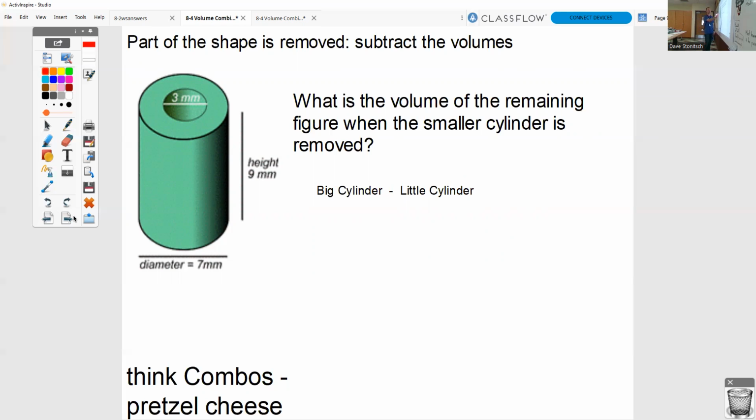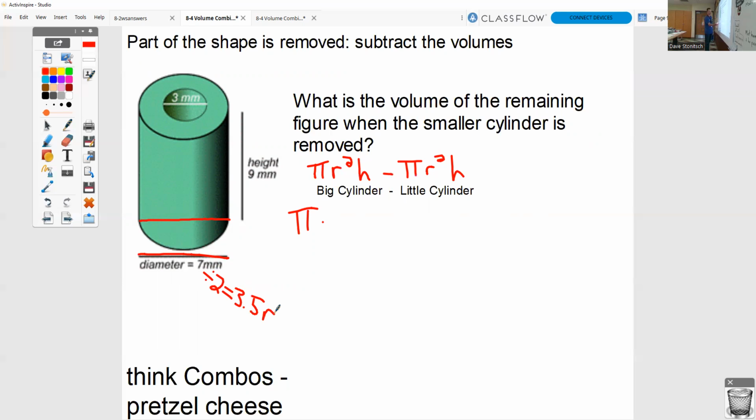So the formula is the big cylinder minus the little cylinder because we're taking out the cheese and just finding the shell. So we have pi r squared h minus pi r squared h. Looking at the big cylinder, we have pi times the radius of the big cylinder. Now notice that they give you the diameter right here. The diameter is 7. We never want the diameter, we want the radius.